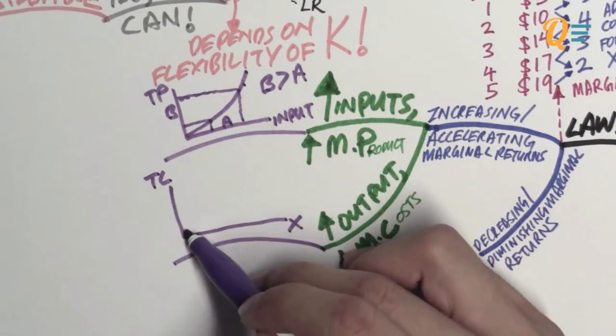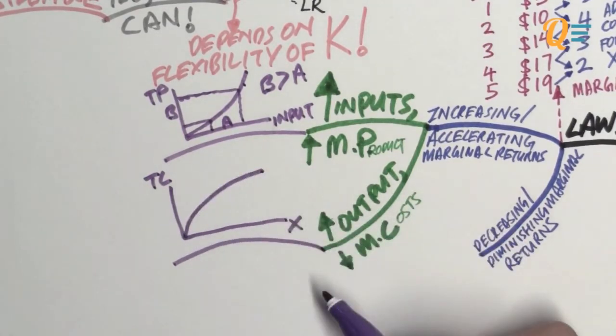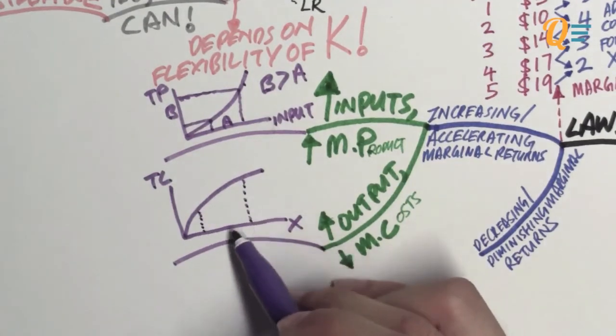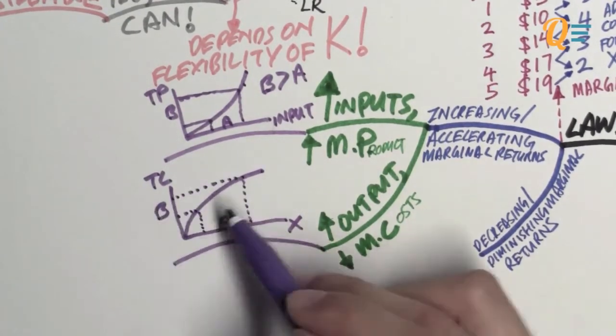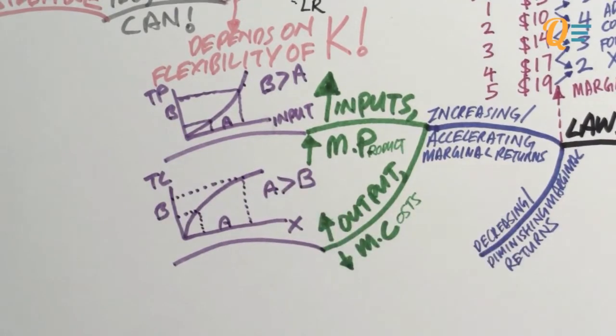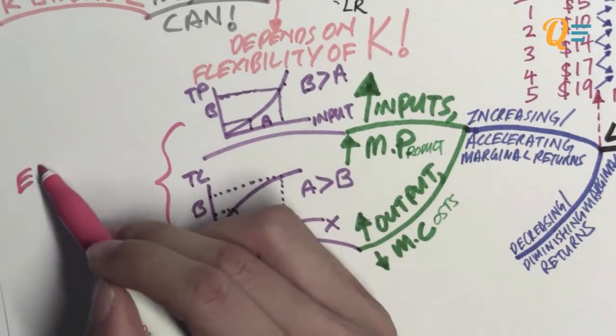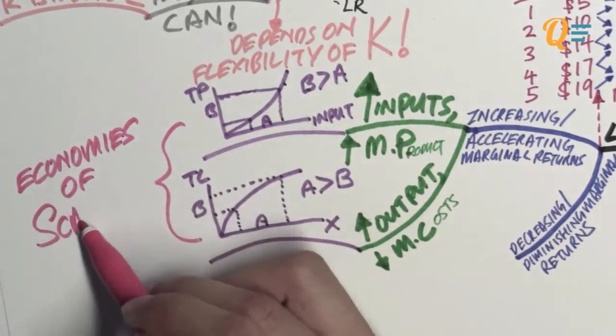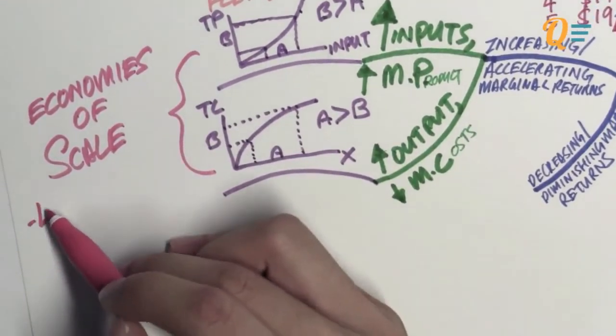Now, for the total cost, you will see a curve that looks like this. You will notice that it is getting flatter and flatter, which means that the more X I produce, the slower the increase in total cost. Okay, take a look at this gap A and this gap B. A is going to be bigger than B because of this increasing marginal returns. So this is also known as economies of scale. I'm pretty sure you have heard of this.